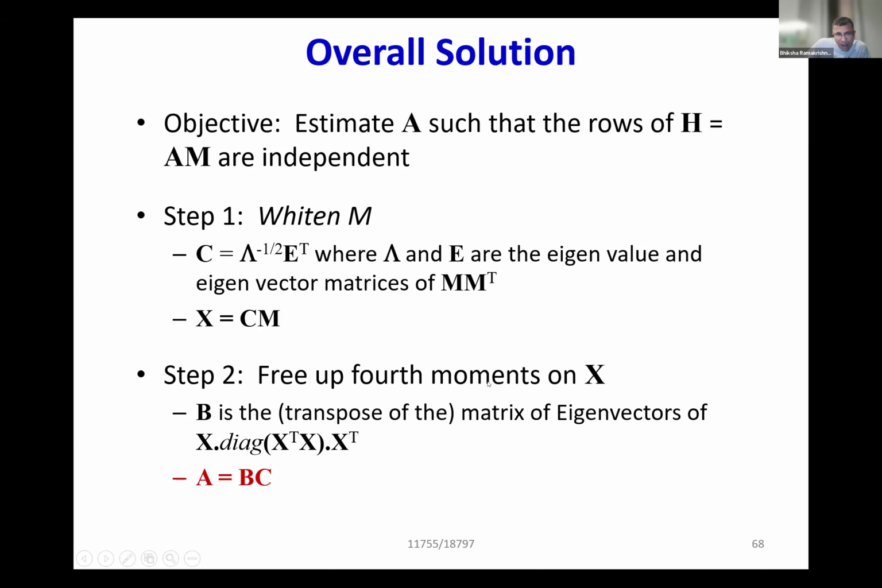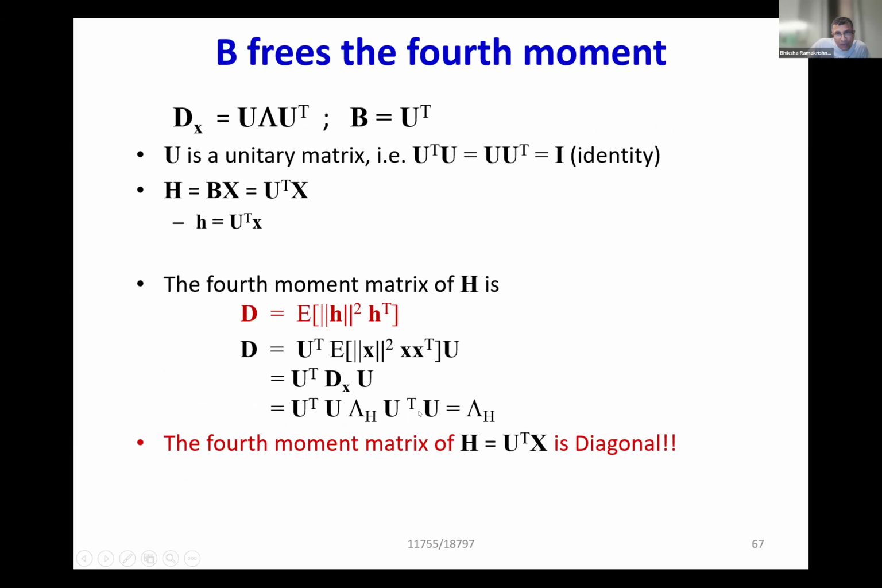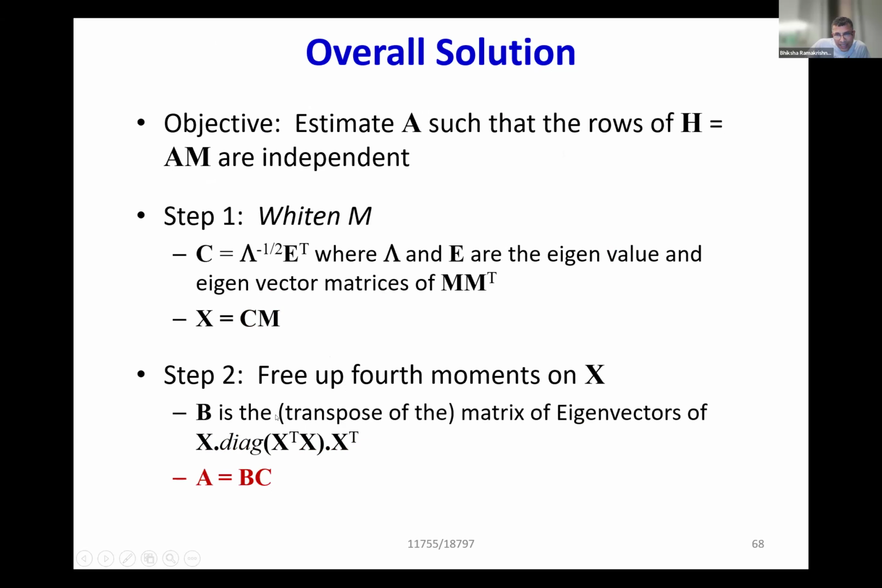And then on X, we computed the fourth order matrix, which was this, and computed its eigenvectors. The transpose of the matrix of eigenvectors of this fourth order matrix of X is going to be the final rotation, which makes all of the components independent. So the matrix that actually makes the rows of M statistically independent is going to be the product of B and C, because C first whitened M, and then B rotated it to make it independent.